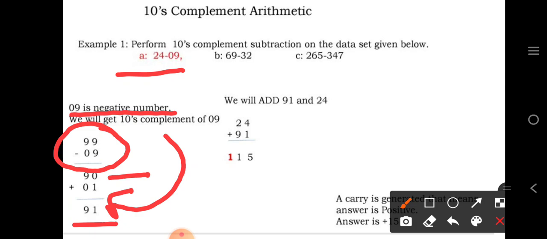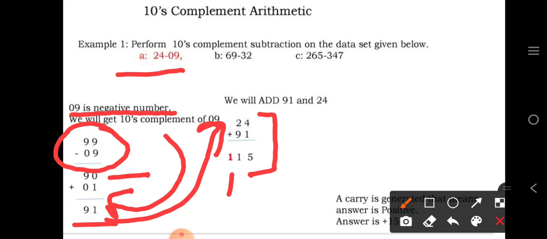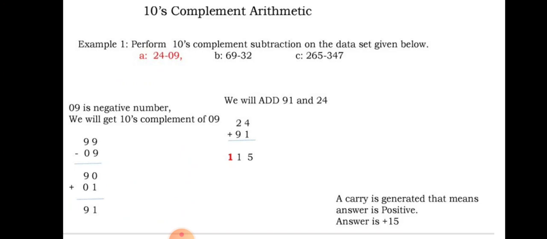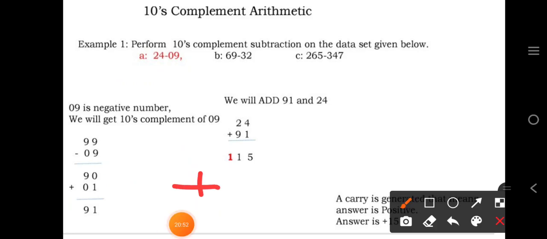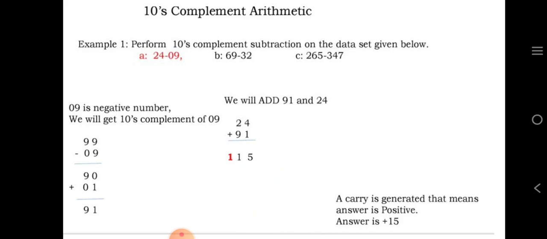Now we have to add the 10's complement to the number, that is 24 plus 91. We will get the answer as 115. Here the 1 is a carry generated, and as we know, if a carry is generated, it means the answer is positive. So the answer is plus 15. The carry shows the positivity or negativity of the answer. So this 1 is equal to the positive side. So 24 minus 9 is 15. The answer is positive. This is one type of example.